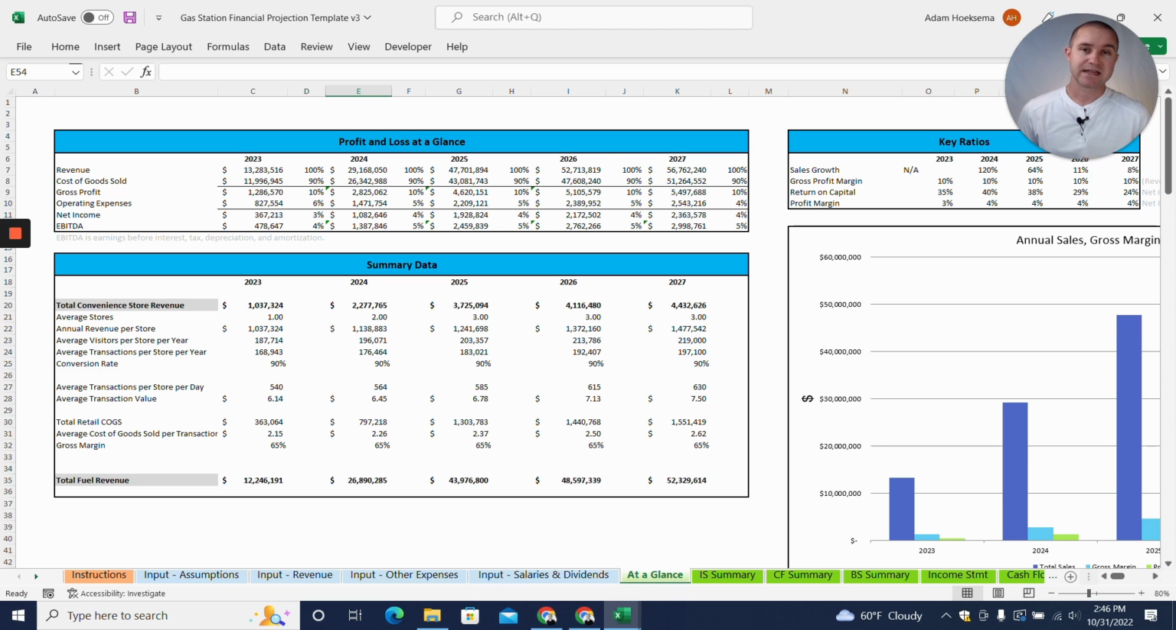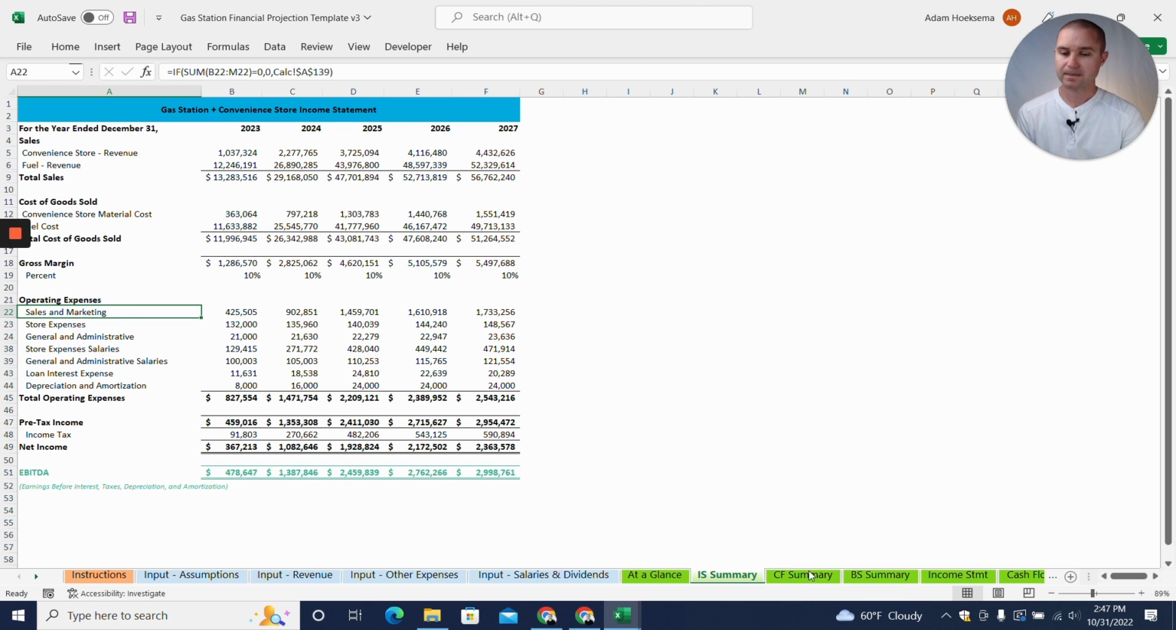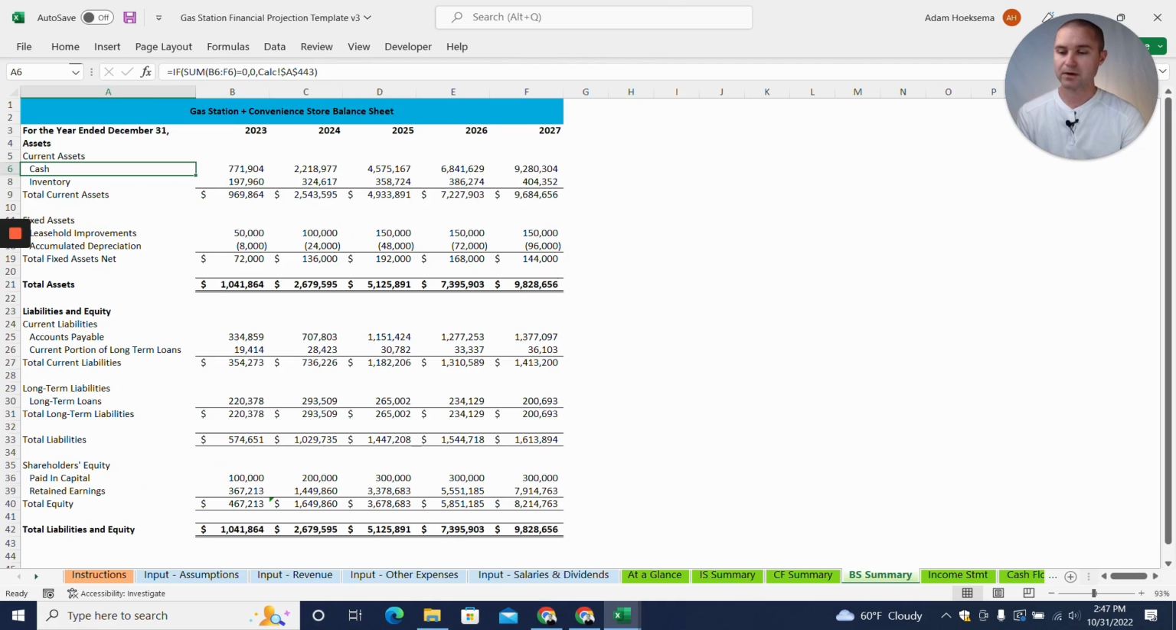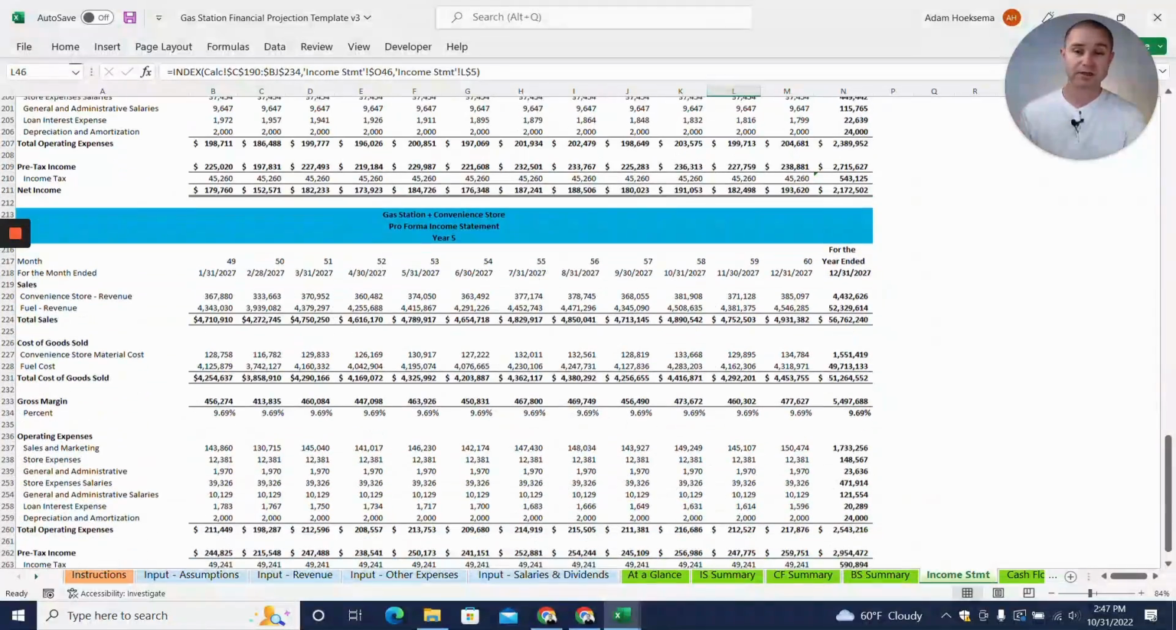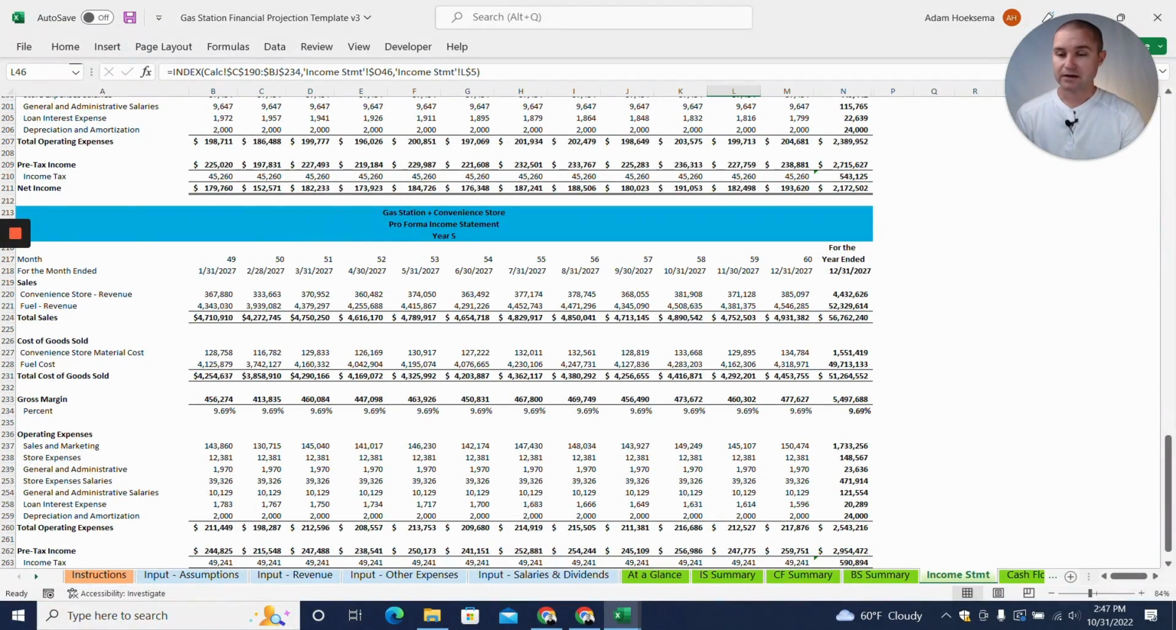Okay, so we're on the At a Glance tab to start with, and this is kind of the end of the process. Once we have filled out all of our assumptions, you'll be able to get these nice charts and graphs and tables, summary data of your projections. You can see some industry ratios, some key data points related to both your convenience store revenue and the fuel revenue of the gas station, some graphs and charts that you can throw into a business plan or a pitch deck. You'll also get a 5-year income statement summary, a 5-year cash flow summary, and a 5-year balance sheet summary, as well as an income statement, cash flow, and balance sheet report that's broken down by month for each of the 5 years. So you get that annual summary data, but also the monthly level detail if you need that.